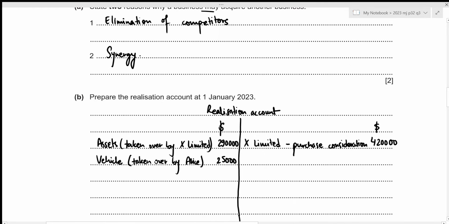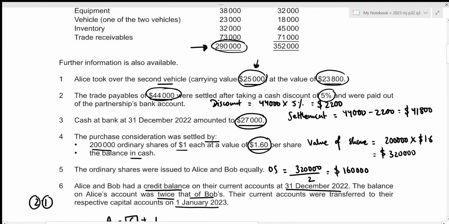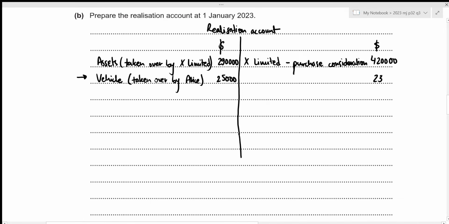Now we also need to record how this vehicle of 25,000 was settled. So this just means that we need to record the amount that Alice paid for this vehicle, which was given to be 23,800. Let's write it down. And remember that this is taken over by Alice, which means that this amount will be subtracted from Alice's capital account. So we can just say capital account, and this is for Alice.